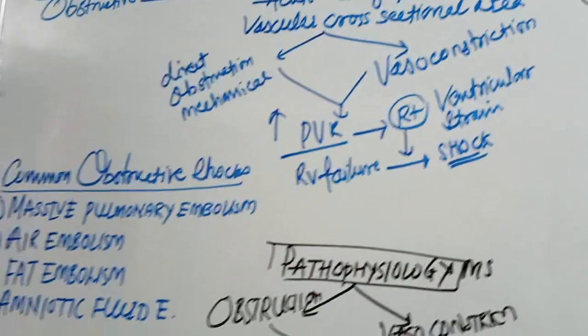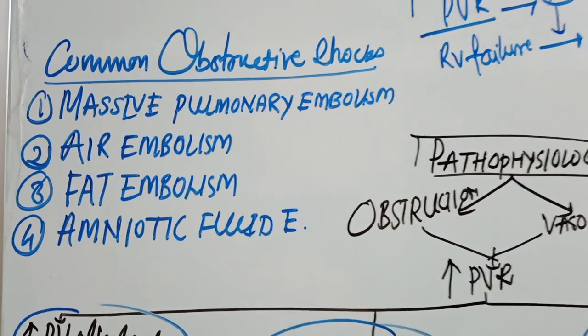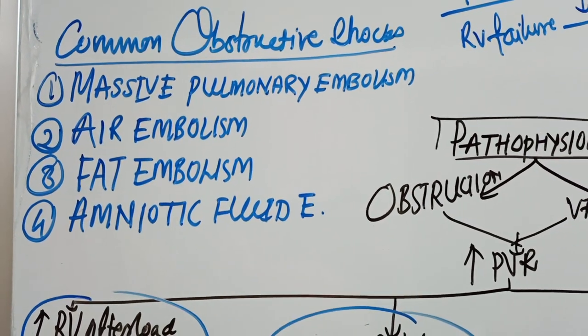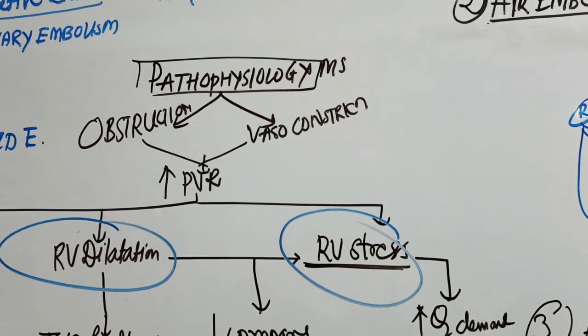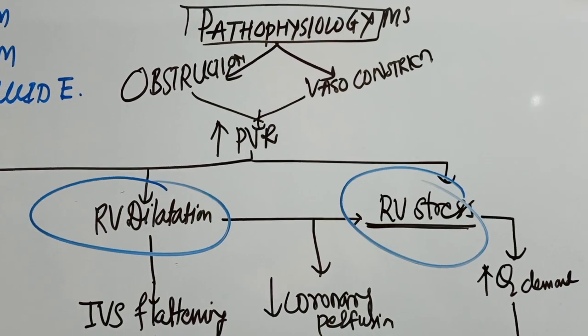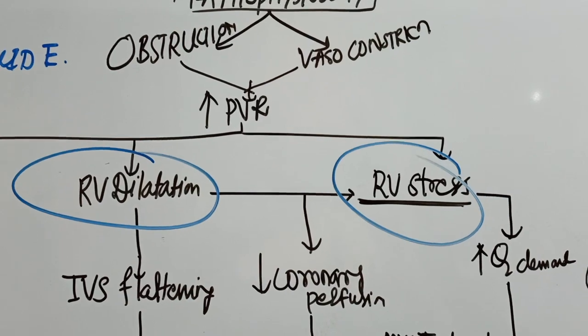So there are four common obstructive shocks: massive pulmonary embolism, air embolism, fat embolism, and amniotic fluid embolism. Now, what is the pathophysiology of this obstructive shock? As already discussed, whenever there is obstruction or vasoconstriction because of any reason, there is increased pulmonary vascular resistance.